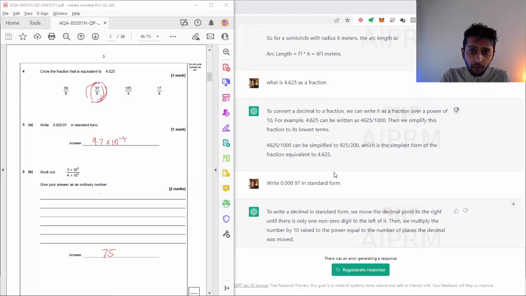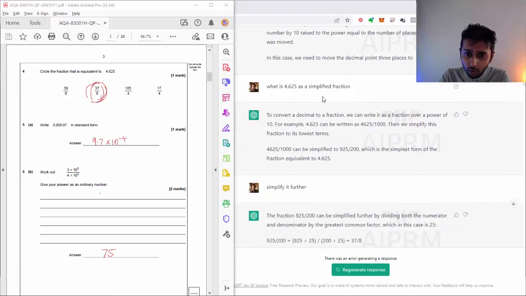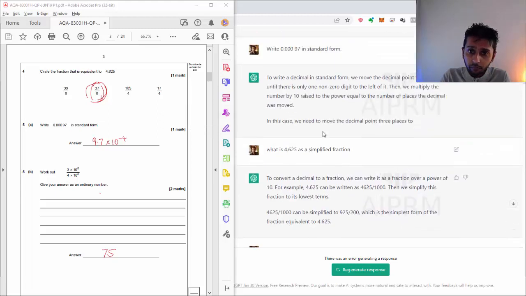Question 4. What is the equivalent of 4.625? So it's done a bit of working out and it says 4.625 can be simplified to this. Clearly that's not in its simplest form, so I had to ask it again. What is that as a simplified fraction? It gave me the same answer again and then I said simplify it further. And then it came to the answer of 37 over 8, which I did see here, so I circled that one.